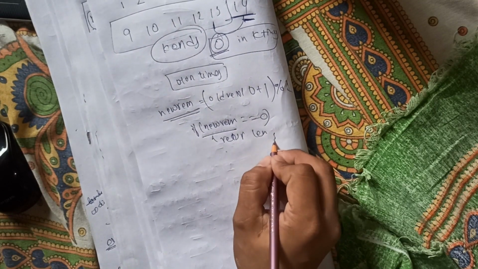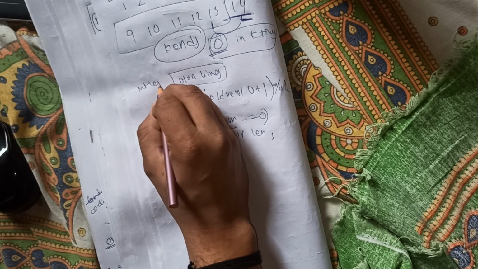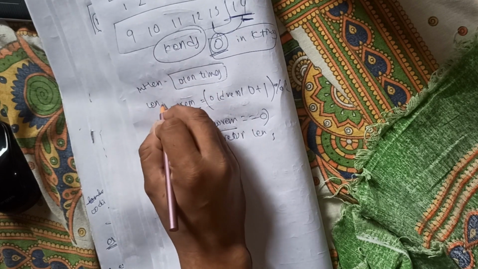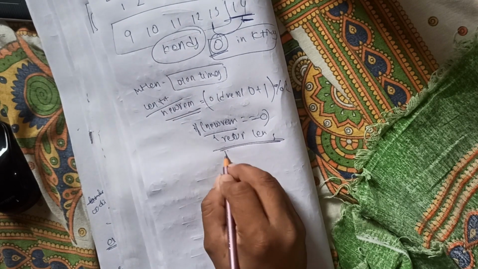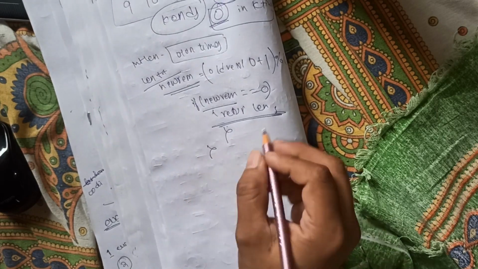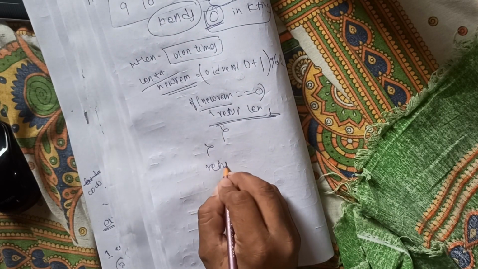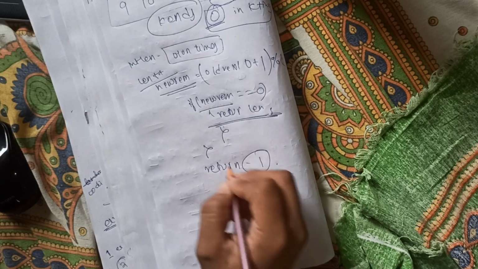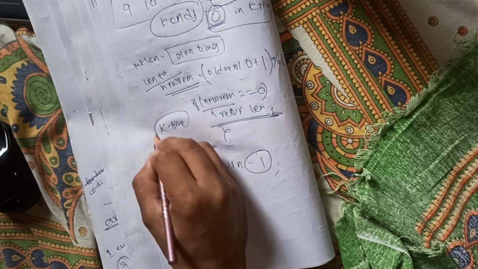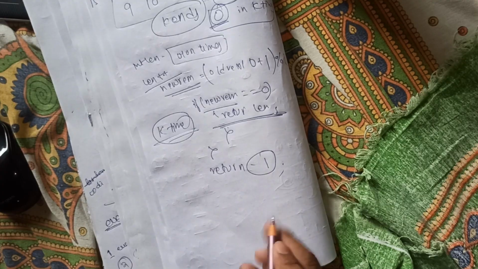So we simply store an integer which is storing our length, and we will keep incrementing the length as well, right? And we will simply return the length. And if we haven't returned any value, we will simply return -1. If in k time you didn't get an answer, you will never get the answer, right?